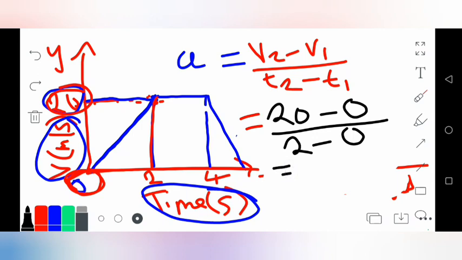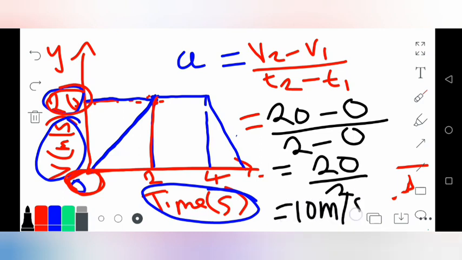So when you do the simplification, this is going to be 20 over 2, and our acceleration is going to be 10 meters per second squared. Don't forget the units of our acceleration, just meters per second squared. Okay, so those are the most important things.